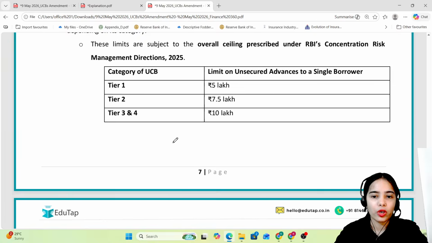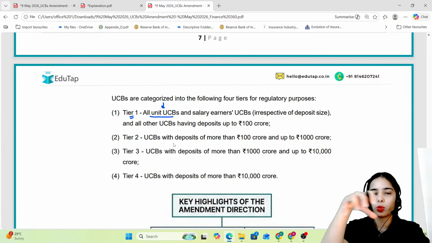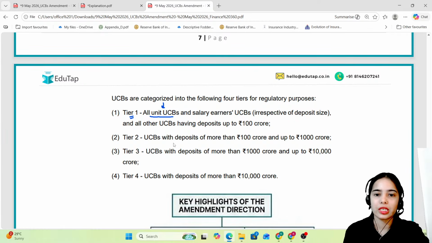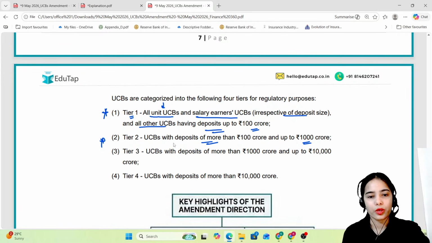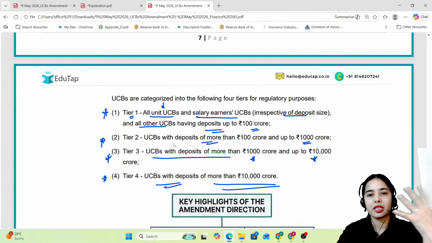So here, first of all, let's understand about tier 1, tier 2, tier 3 and tier 4. Tier 1 UCBs are all unit UCBs that are only present in one district. They do not have any other branches. Salary earner UCBs, irrespective of the deposit size, and all other UCBs having deposits up to 100 crore come under tier 1. Tier 2 UCBs are slightly bigger UCBs that have deposits of more than 100 crores and up to 1000 crores. Tier 3 UCBs are further bigger UCBs with deposits of more than 1000 crore and up to 10,000 crore. And tier 4 UCBs have deposits of more than 10,000 crores. So they are the biggest UCBs.